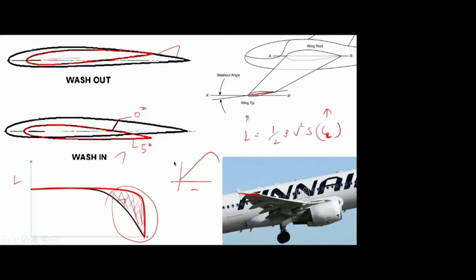Sir, where is wash-in used? Mostly in commercial aircraft, we are not using wash-in. We will use only washout. Maybe in UAVs or gliders, we may use this wash-in. But everywhere else, mostly we will use only washout. I will tell you the reason why we are not going for it, even though it produces more lift, in the next slide.